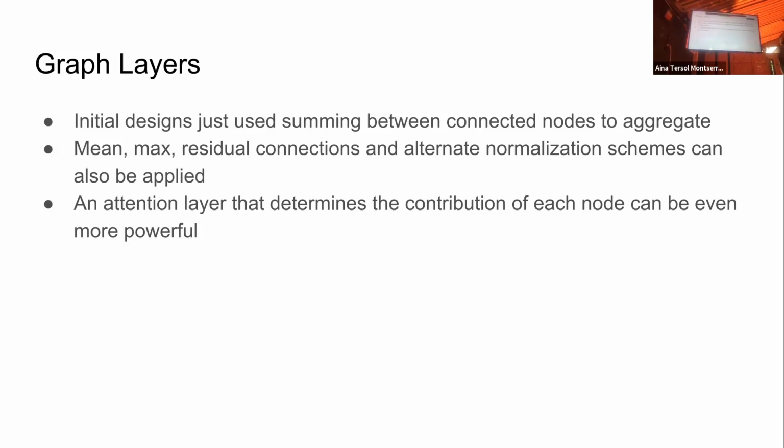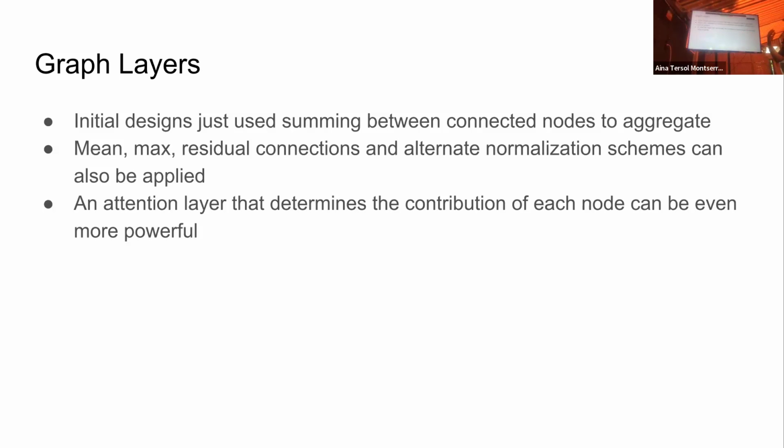And so an alternate is you can take the mean. So that's an obvious option. So you just say, I'm going to divide by the number of incoming nodes. You can take the max. You can do residual connections. There's different normalization schemes, but a really popular one now is attention layers.